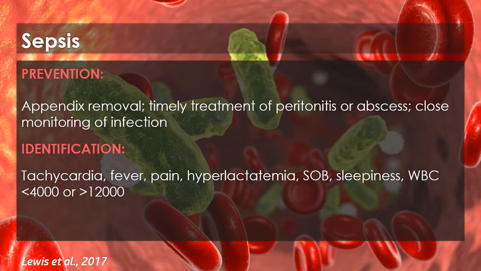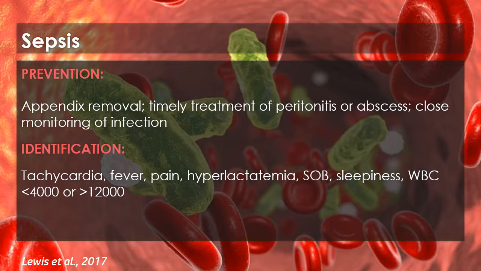Should the appendix rupture and the resulting abscess or peritonitis not be treated effectively, sepsis can develop. Sepsis occurs when the infection caused by the ruptured appendix spreads outside the peritoneal cavity. Sepsis is a system-wide inflammatory response to infection, so while peritonitis or abscesses only occur in the abdominal cavity, sepsis occurs throughout the entire body.